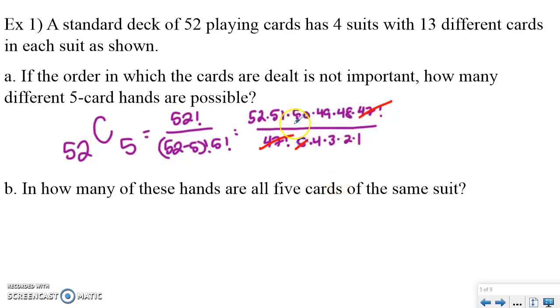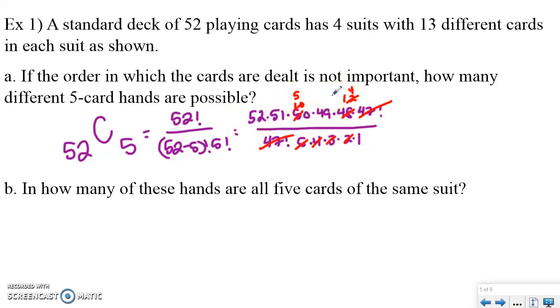Pretty simple here. 5 goes into 50 10 times. 2 goes into 10 5 times. Let's see, 4 goes into 48 12 times. And I can divide 51 by 3, or I could divide 12 by 3 even to get 4. So I'm really doing 52 times 51 times 5 times 49 times 4.